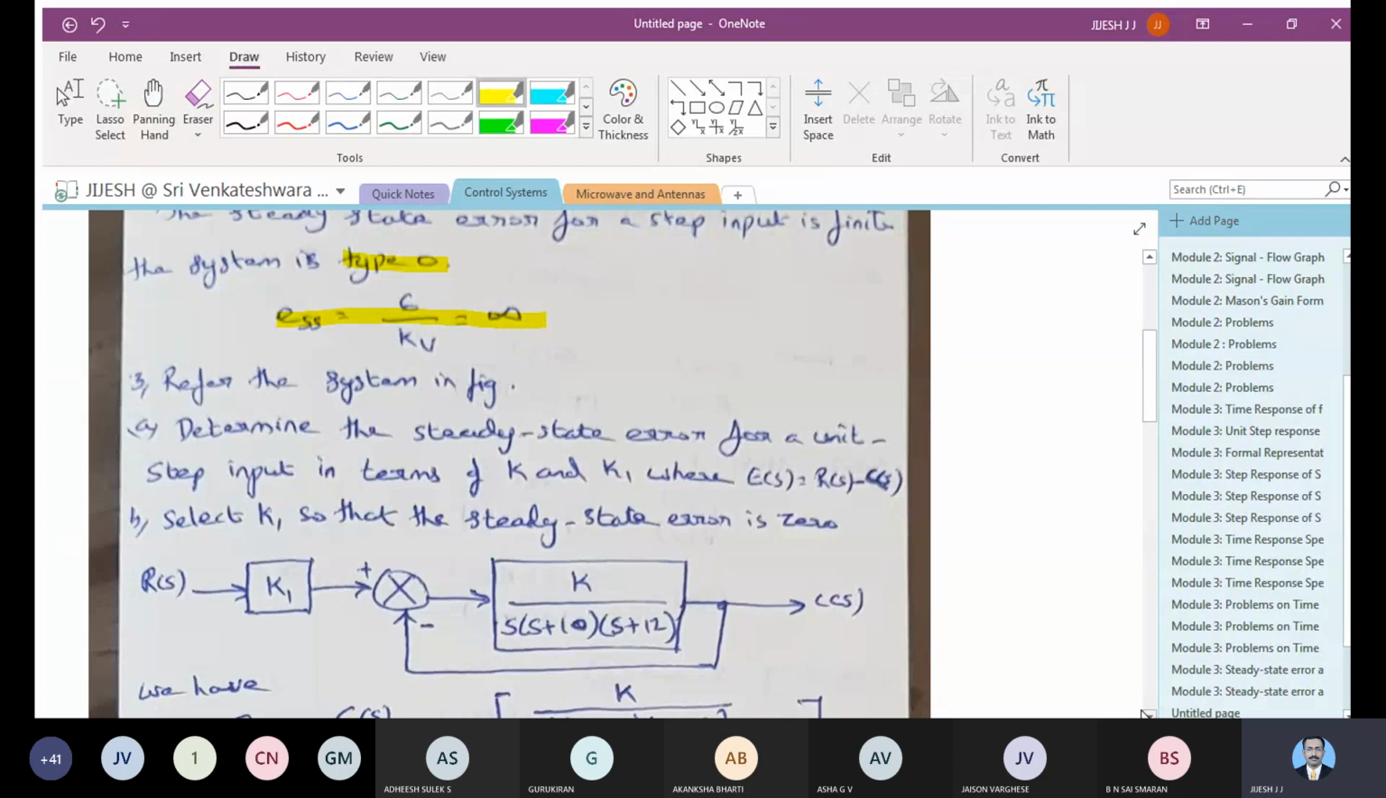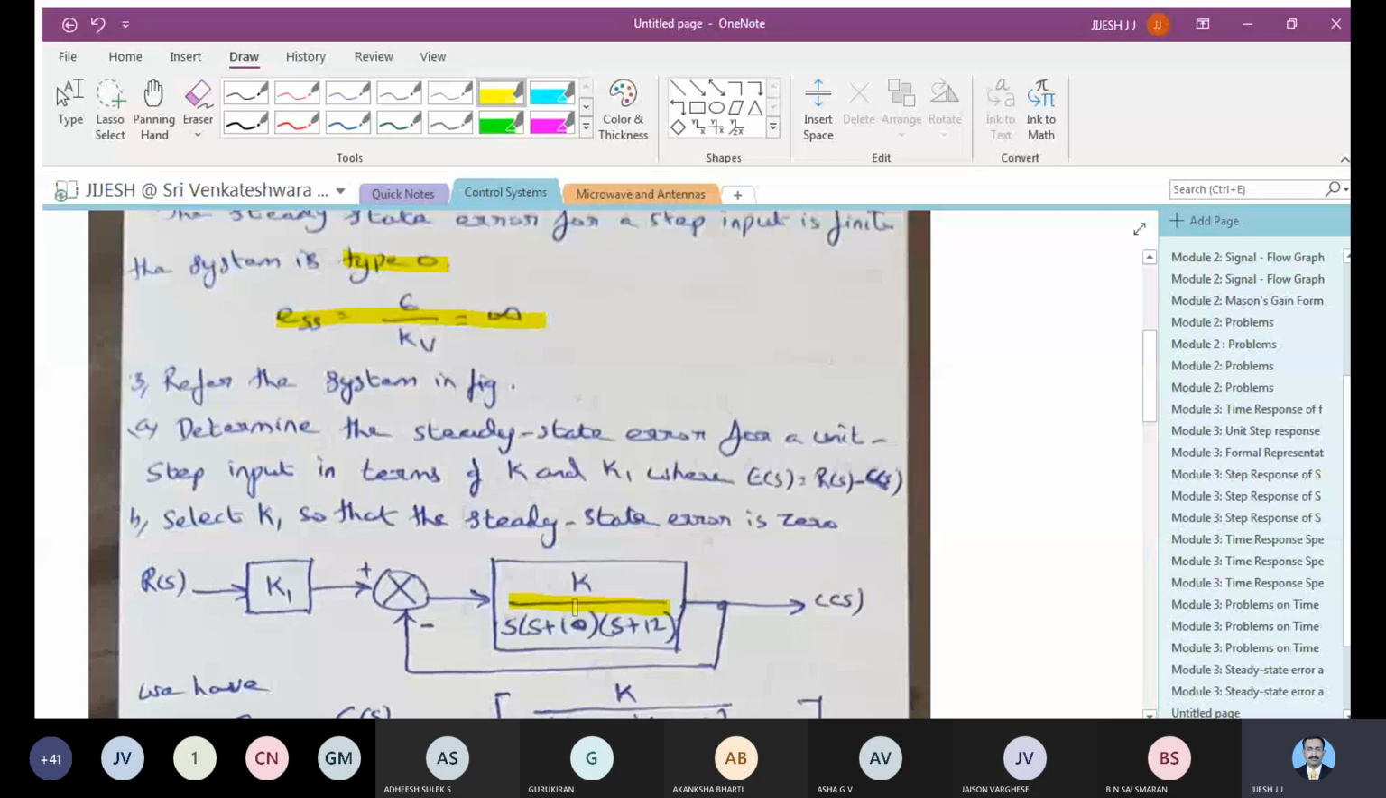So here, what all things are given here? G of S is given to you. This is the function K divided by S into S plus 10, S plus 12, and you are also given that it is a unity negative feedback system. So it's a negative feedback system, so you have to use G of S divided by 1 plus G of S H of S. H of S is 1 here, it's understood from the figure, and you need to simplify it further.